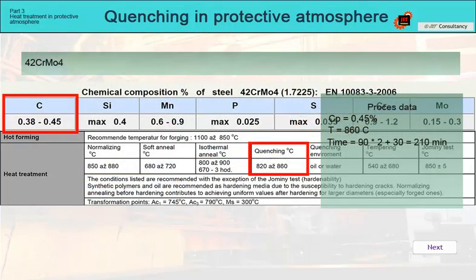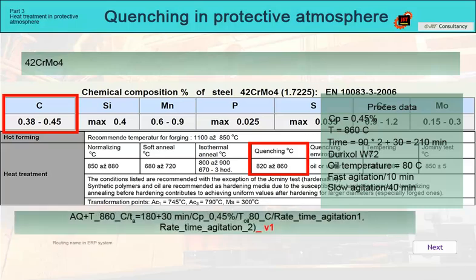The last task is then to choose the oil temperature, the speed and method of agitation of the oil bath, and the time the batch remains in the oil to complete the martensitic transformation. Even if we will quench again in Durexol W72, in this case we will choose the oil temperature of 80 degrees Celsius and set the remaining parameters according to our experience. The resulting recipe looks like this one. The abbreviation AQ plus T stands for atmosphere quenching plus tempering, and the process parameters are as follows.